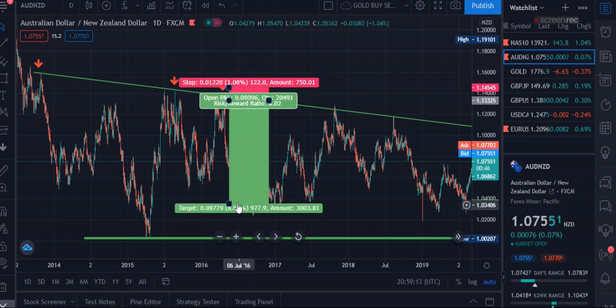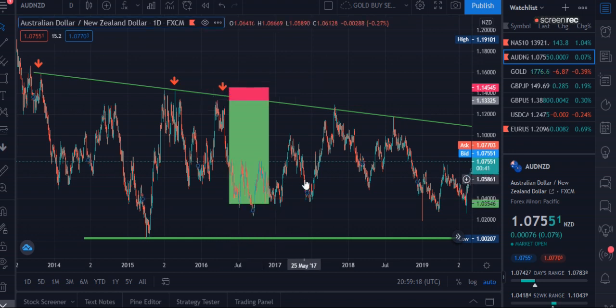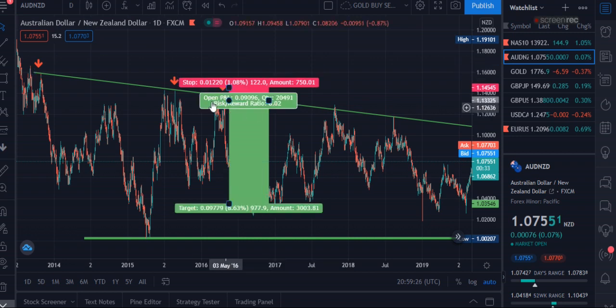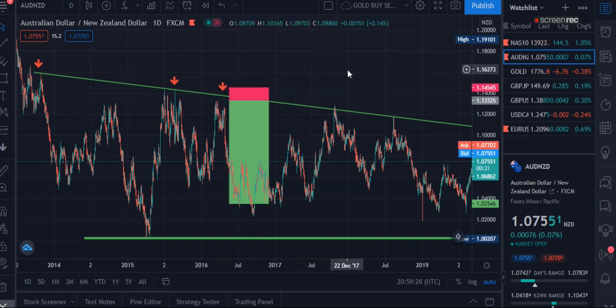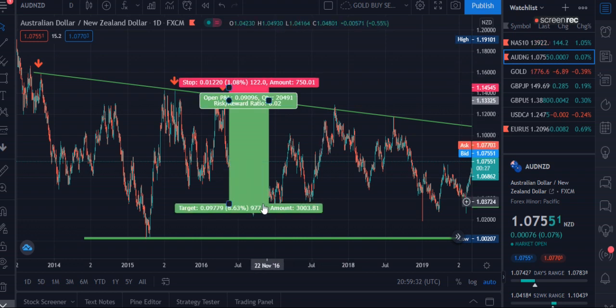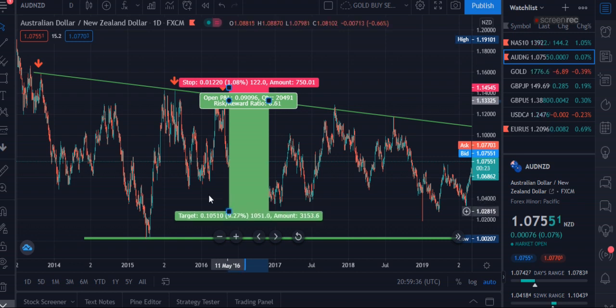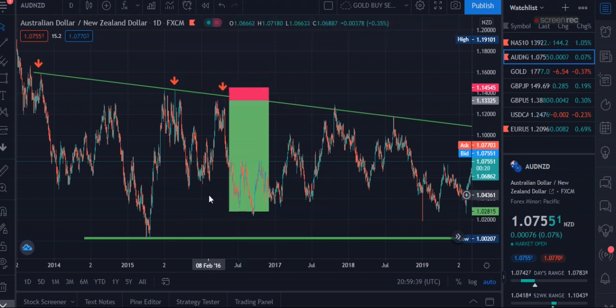To make 977 pips. And this is a trade that would have worked perfectly if you took this trade. Price kept respecting this trend line. It came here, it respected this trend line, came down. It came down up to this area here. If you're in this trade, you'd have caught this beautiful trade.